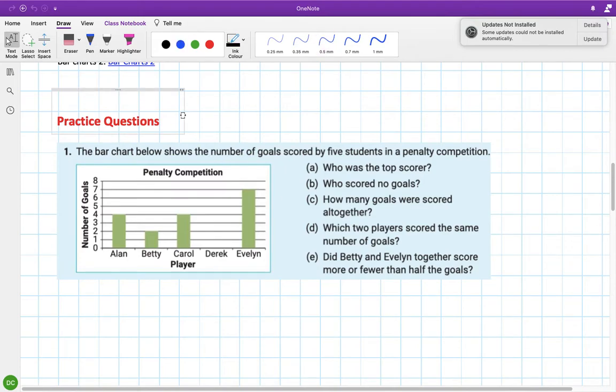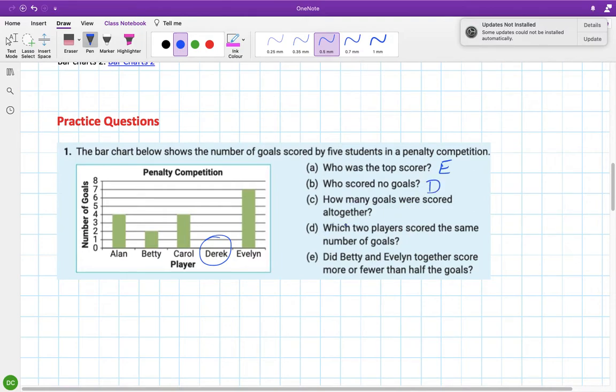So the chart below shows the number of goals scored by 5 students in a penalty competition. Who was the top scorer? Okay, so the top scorer is going to be the one who scored the most, which is the one with the highest bar, so that's Evelyn. Just going to put E for Evelyn. Who scored no goals? So we have no bar there at all, so that's Derek.